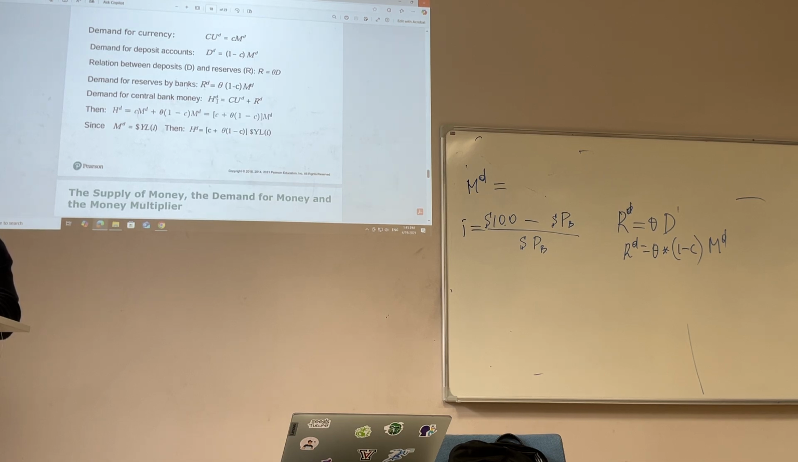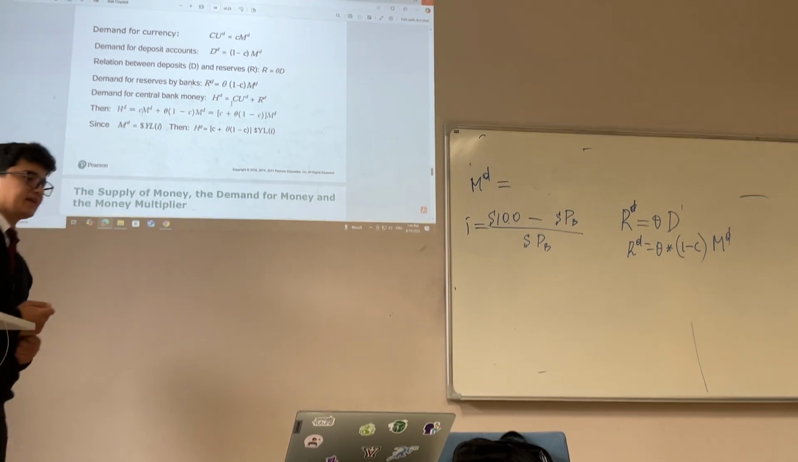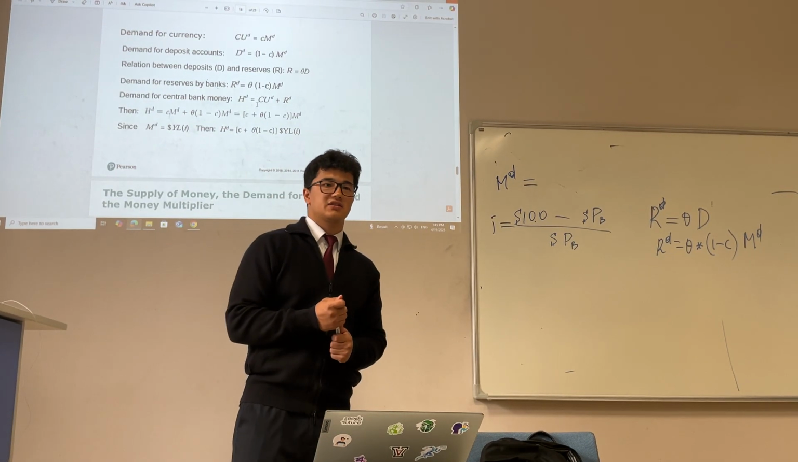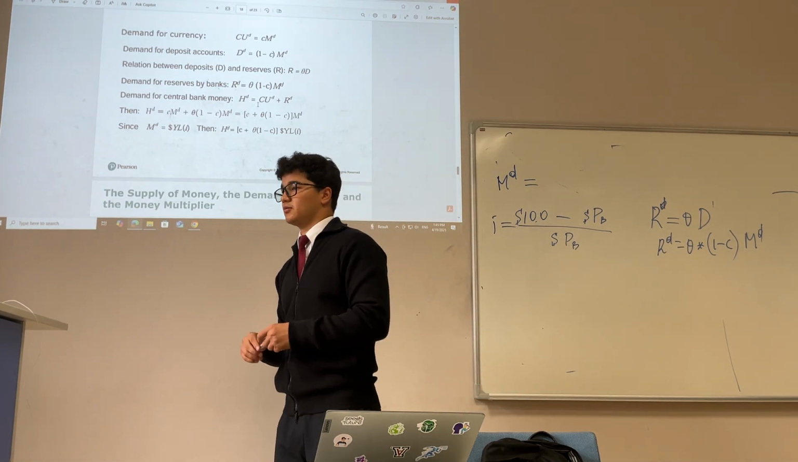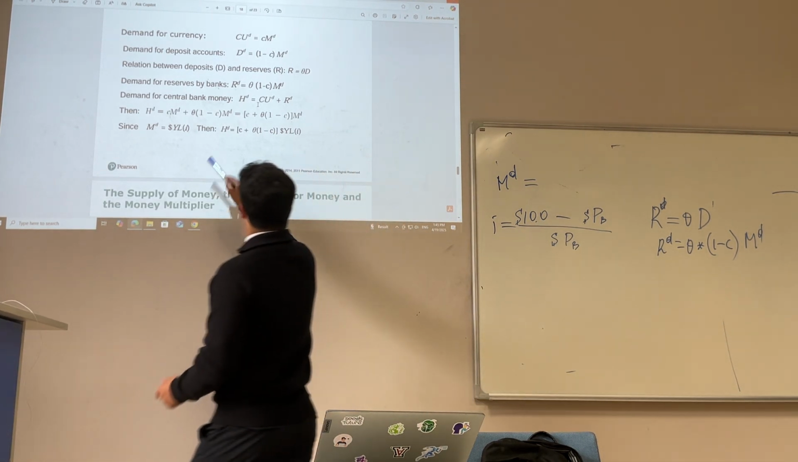So HD is demand for central bank money. So demand for currency plus demand for reserves gives us central bank money. So the central bank controls the interest rate, the central bank controls the money supply, they do everything related to money. So this formula, guys, remember.